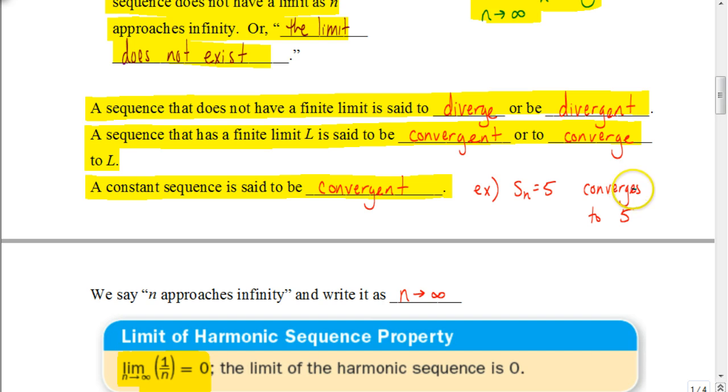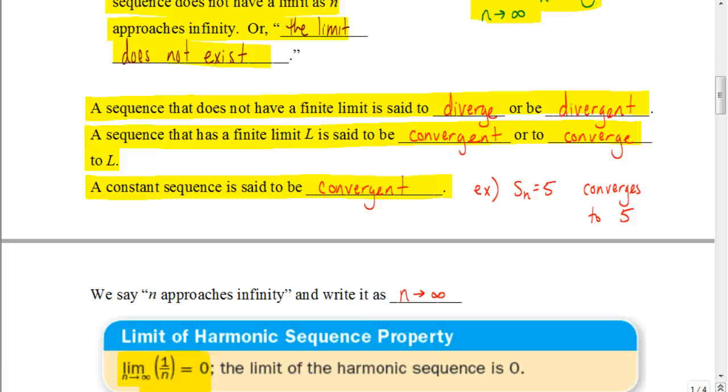On the other hand, if there is a limit, we call that limit L. If there is a limit, we say that it is convergent, or it converges to whatever the limit is. In your assignment, you'll be asked if situations are divergent or convergent. They're divergent if there is no limit, and they're convergent if there is a limit. We'll learn more in a little bit how to find out what that limit would be.